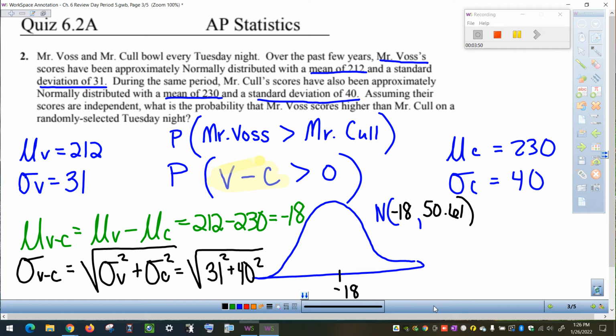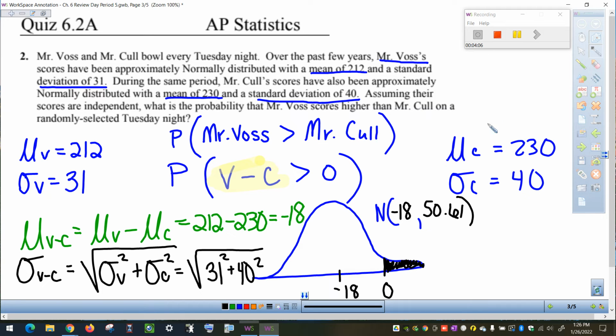Okay, and then putting this onto our normal curve, so because our mean is negative 18, we'll go ahead and label that in the center. 0 is going to be off to the right, and we're wanting to find the probability that the difference is greater than 0. So we are going to shade to the right.